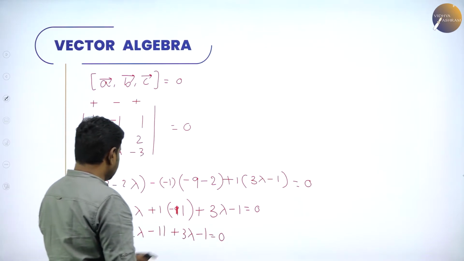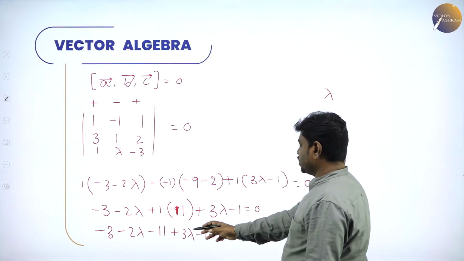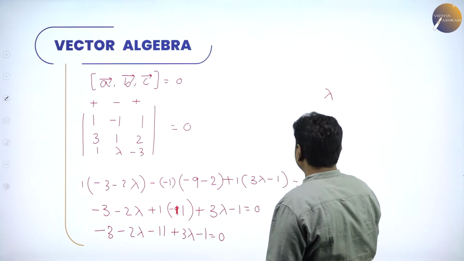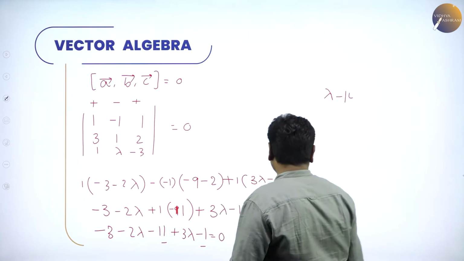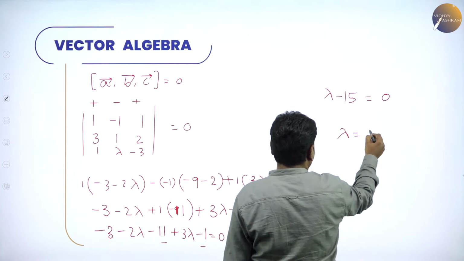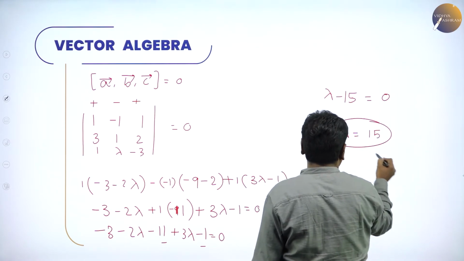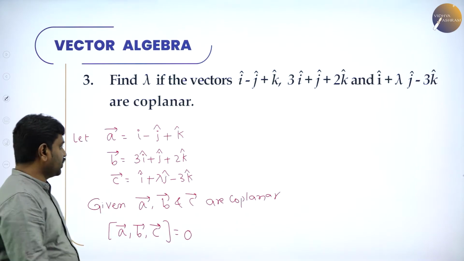Simplify this further. 3 lambda minus 2 lambda gives you lambda, and minus 3 minus 11 minus 1 is minus 15. So lambda minus 15 is equal to 0, and our lambda value is exactly 15. You got the value of lambda as 15. They gave coplanar, and we got it.